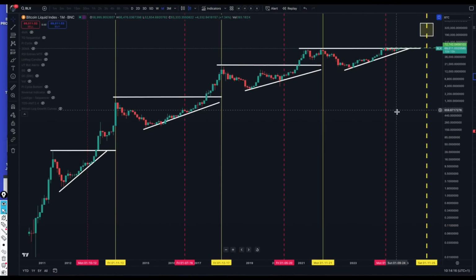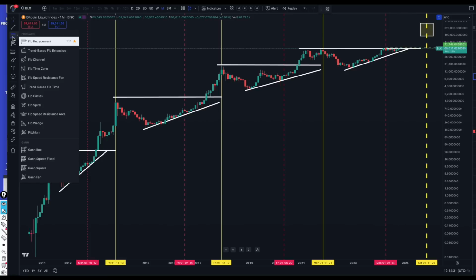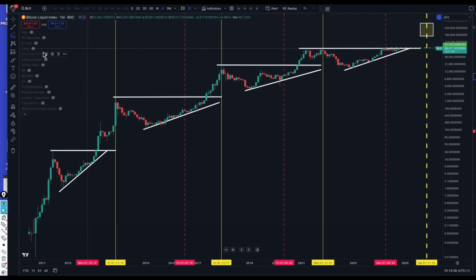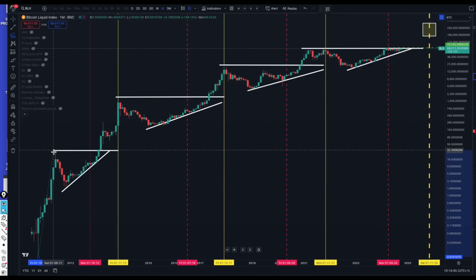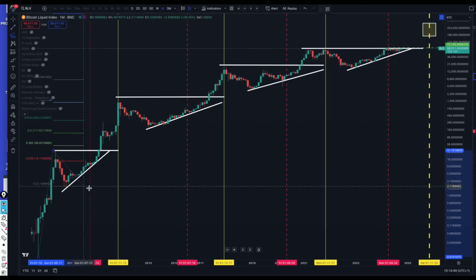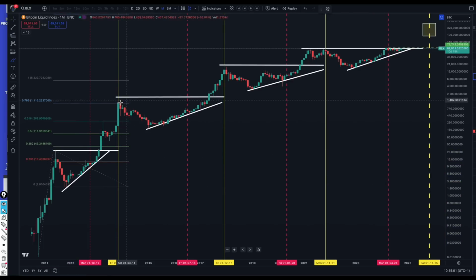And today what I'm going to do is use a completely different method which I haven't used before, and it's called the trend-based Fibonacci extension here. So what you do here is that you take it from the bottom of the market, which is here, to the first top, the first peak, and then the bottom of the bear market. And what you get there, we got the top of the market at precisely the 78.6 Fibonacci level.